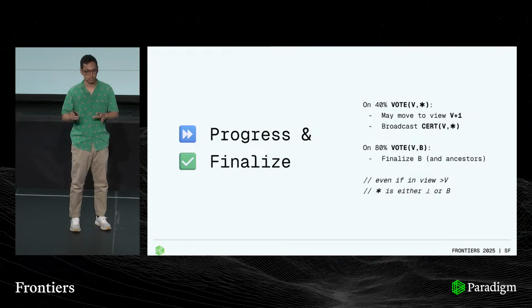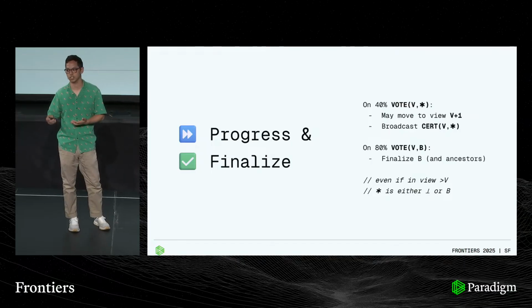And in addition, when you see 40% of votes for something, you also broadcast this cert message. A cert message is basically just a collection of votes. In the simplest possible system, it's just an array of those 40% of votes that come into you. Maybe you have some sort of signature aggregation, which can do it in a little bit more compact way. But essentially, you can just think of it as you're broadcasting that collection of 40% of votes to everyone.